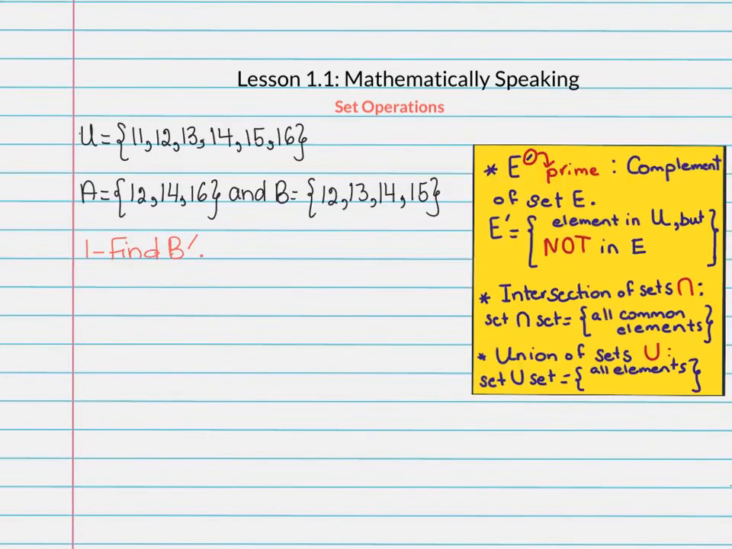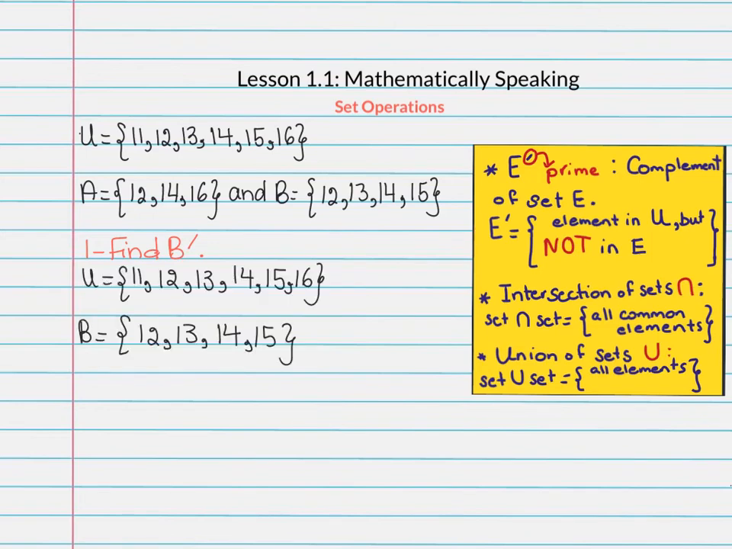I'm going to give now a general example. A universal set is given and 2 subsets of the universal set are given as well. They want us to find B prime. Remember, prime means I'm going to find the complement. The complement, I need to refer back to the universal set and set B.